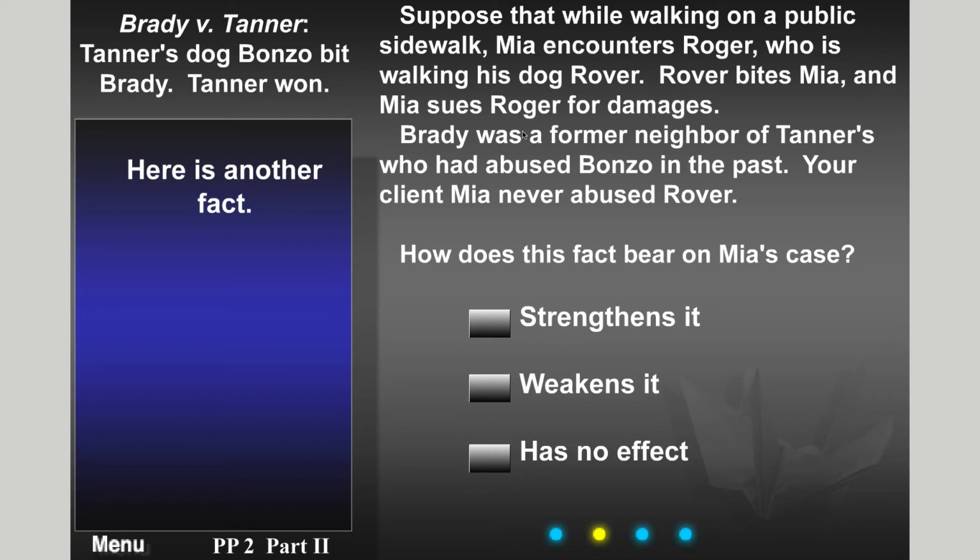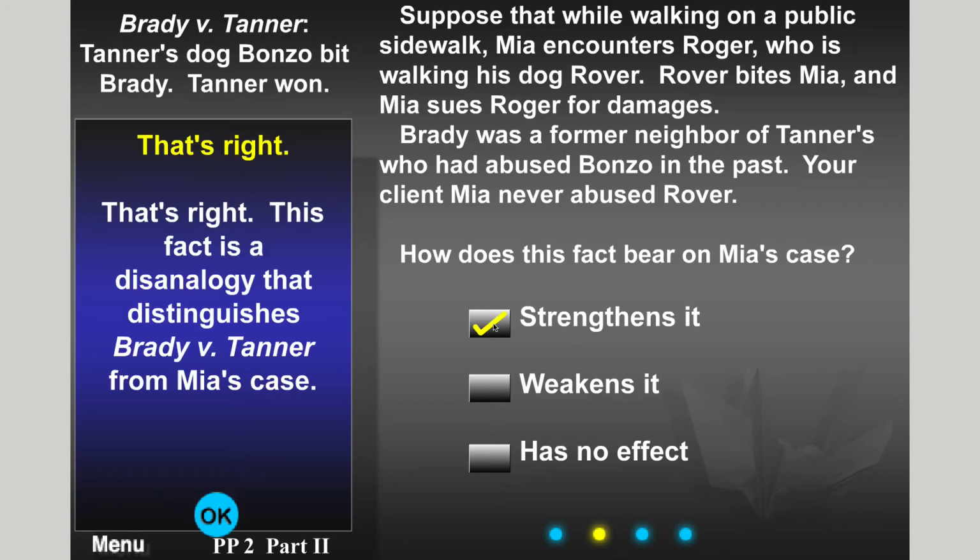Well, that would lead Bonzo to be more likely to bite Brady. But Mia never abused Rover. This would strengthen her case. Okay? That is, this is a disanalogy or difference between their cases in which Mia has not done anything like that to the animal. Right? So this strengthens her argument. This is a disanalogy and it distinguishes Brady versus Tanner from Mia's case. Remember, she wants to distinguish from this. She wants her case to look different from that case. Why? Because in that case, the defendant won, and she wants it to look like a case where the plaintiff, like her, won.